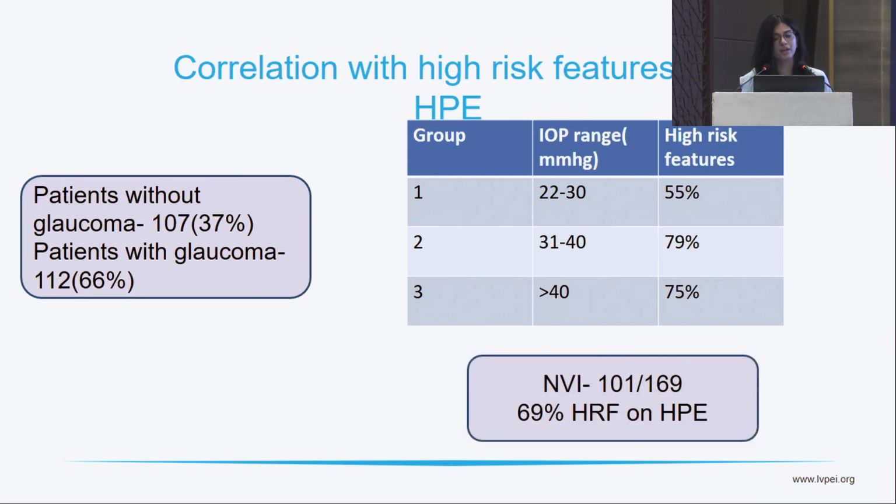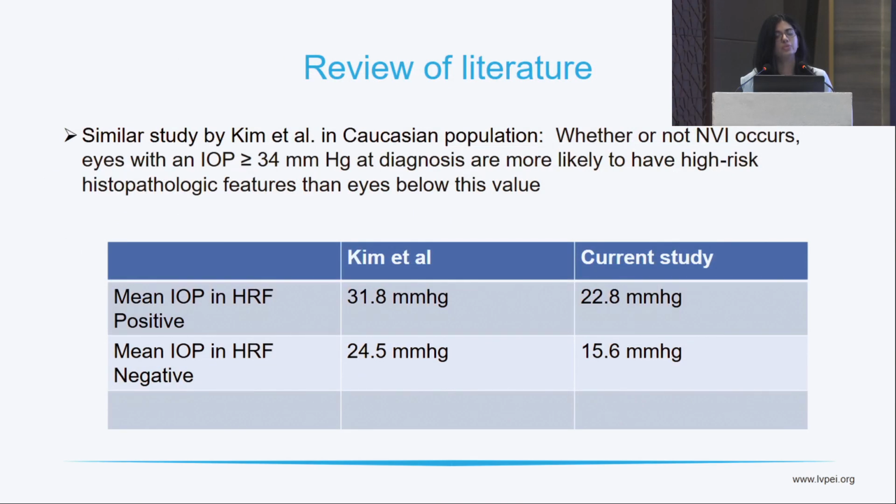Also with the NVI, patients with NVI, 69% of them had high-risk features on histopathology. This tells us that NVI doesn't really add to the risk factor here. A similar study done by Kim et al. in Caucasian population also showed similar results.